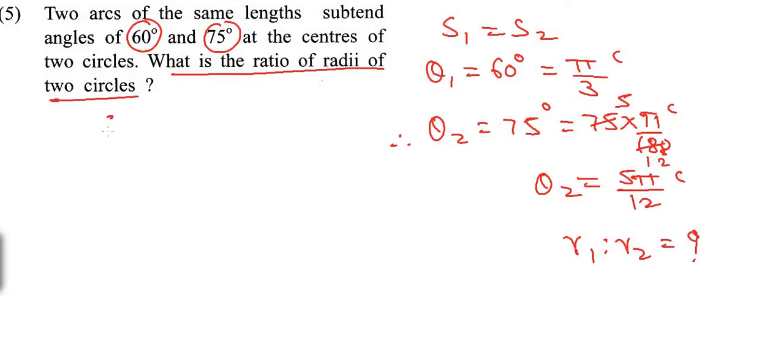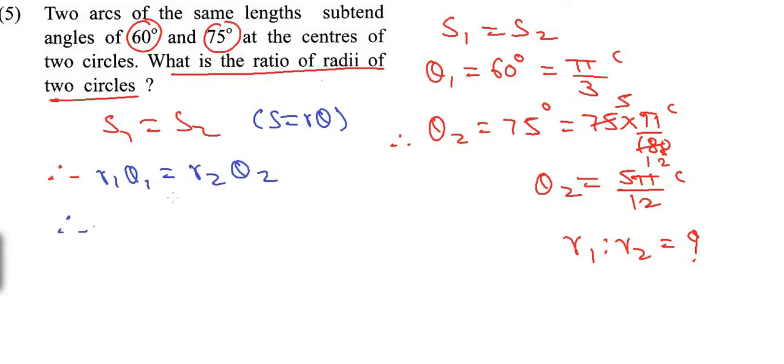Now since it's given that S1 equal to S2, therefore let us write the formula. S is equal to R into theta. Therefore S1 equal to R1 into theta 1. S2 equal to R2 into theta 2. Now shift this R2 to the left hand side, it will go to the denominator. So R1 upon R2 is equal to, similarly shift theta 1 to the right hand side, it will go to the denominator of theta 2. So R1 upon R2 equal to theta 2 upon theta 1.